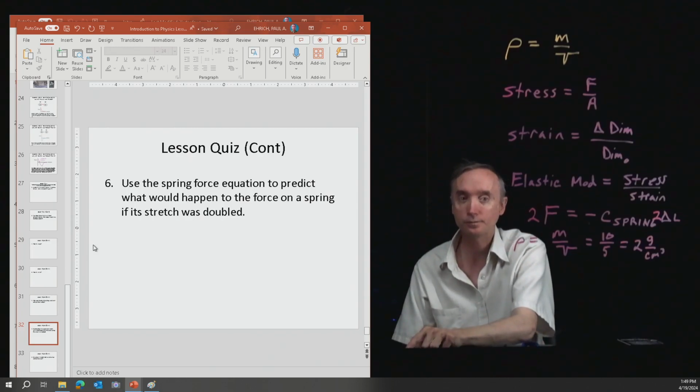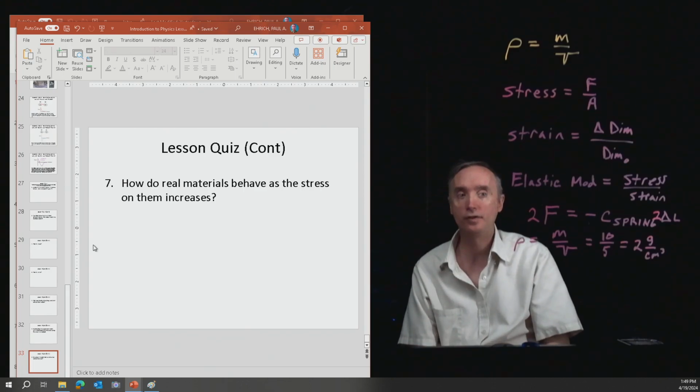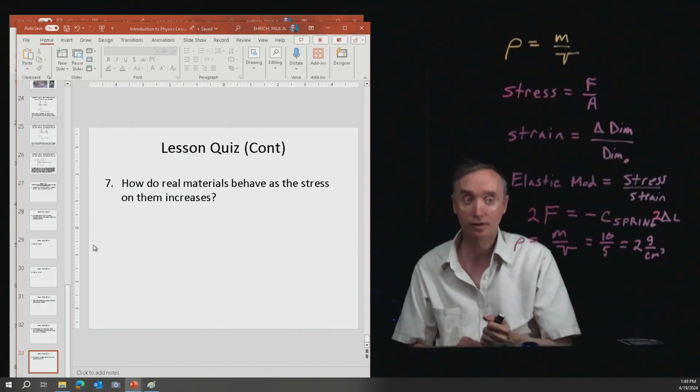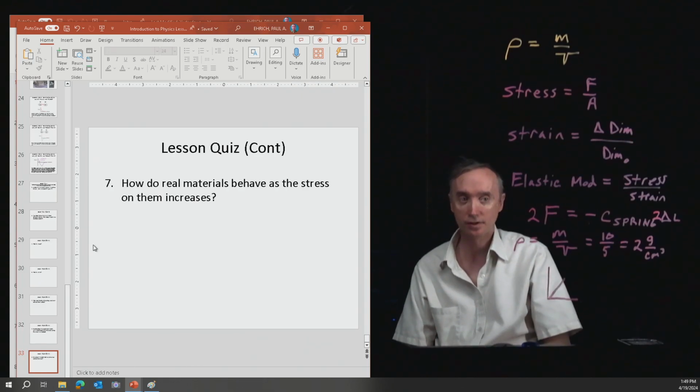And then number 7, how do real materials behave as the stress on them increases? So at first, they're going to behave elastically, which means that if you double the stress, then you double the strain. And so this is when it's behaving elastically.